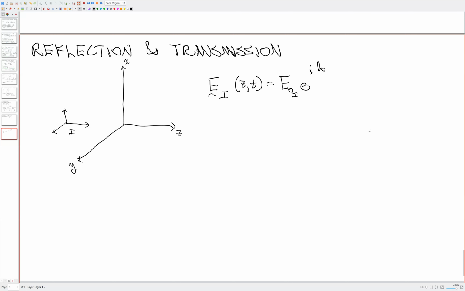I'll put k1, because it's in the first medium. So here on the left is going to be the first medium and then the second medium. At the boundary z equals 0, there's an interface between these two media. So everywhere on this side, it's got epsilon 1, mu1 characterizing it, and on this side, it's different things. So this is really an interface between two different types of material.